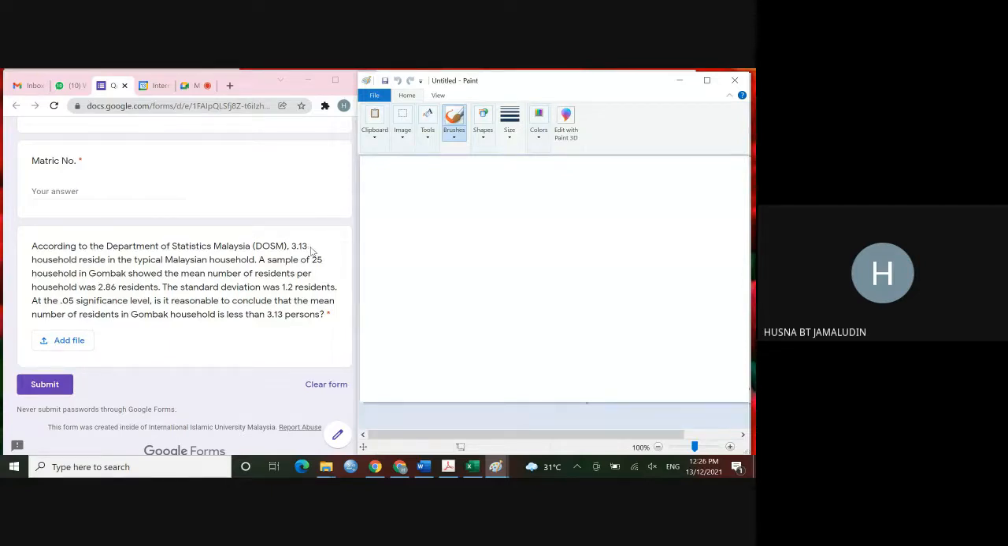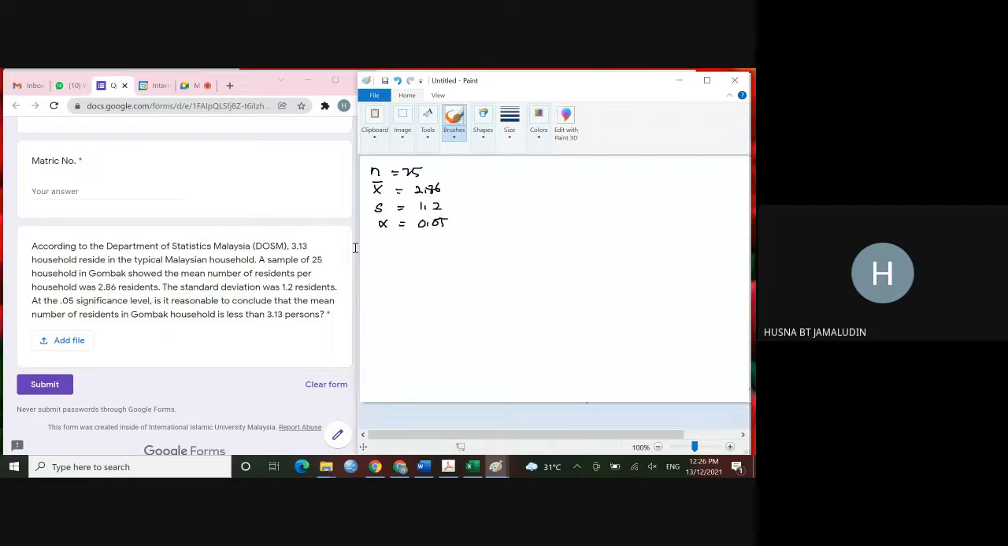Okay, a sample of 25. So you have n equals to 25. Households in Gombak showed that the mean number, so it is a sample, so the mean should be the sample mean of residents per household was 2.86. So this is the sample mean, clearly mentioned, 2.86. Standard deviation, is it sigma or S? S, because you have conducted a sample, a survey. So the S is 1.2. Then at the 0.05, so this is your alpha.